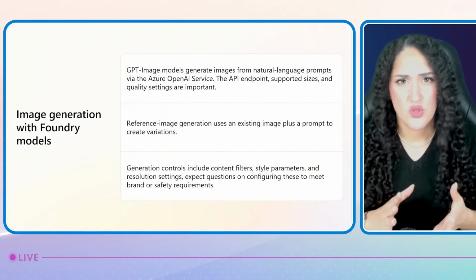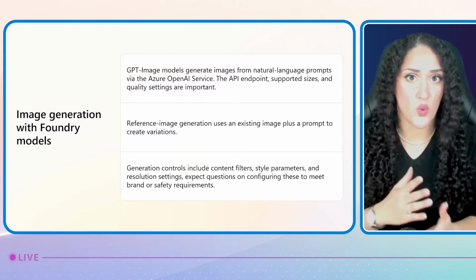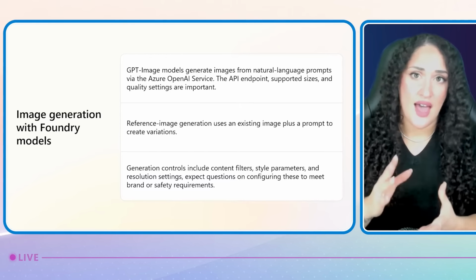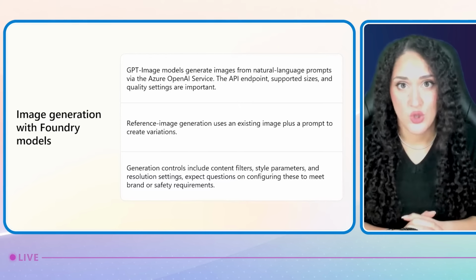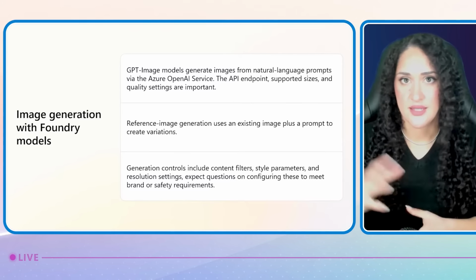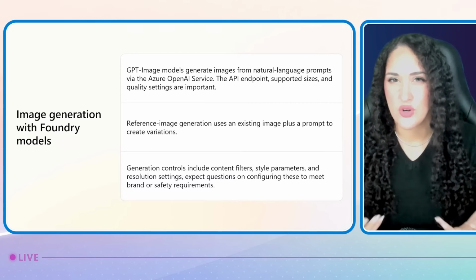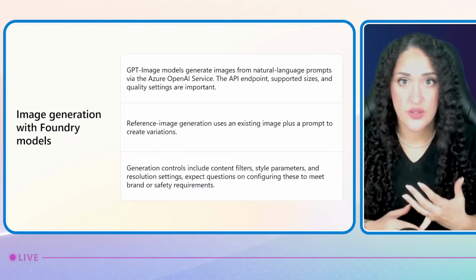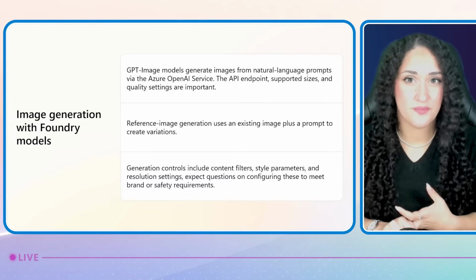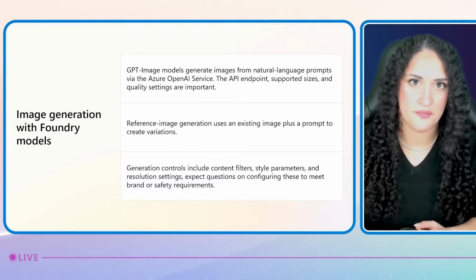Going a bit deeper on image generation, you need to know the API endpoints, supported image sizes, and quality settings, as these might be asked very specifically on an exam question. Reference image generation, for example, takes an existing image plus a prompt to create a variation. And generation controls like content filters, style parameters, and resolution settings are equally important. Make sure you know how to configure these and what options you have there.